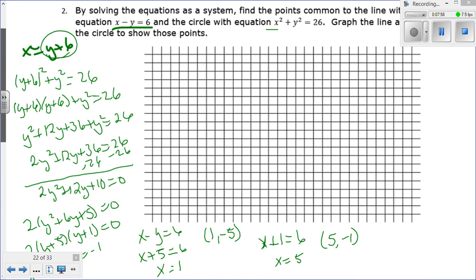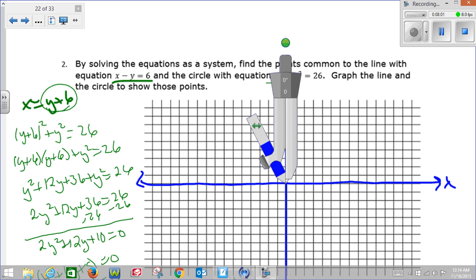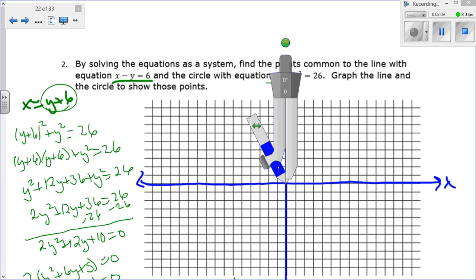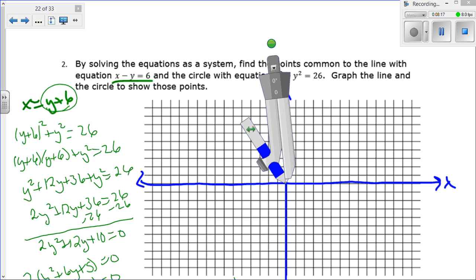So let's head to graph and check. Okay, now in order to graph this circle, I drew my axes in here. I need to have a compass that opens. Oh, hang on. Oh, we're going to play this game now.